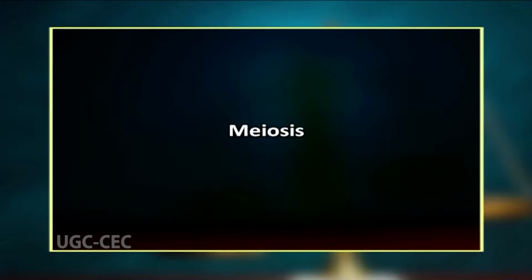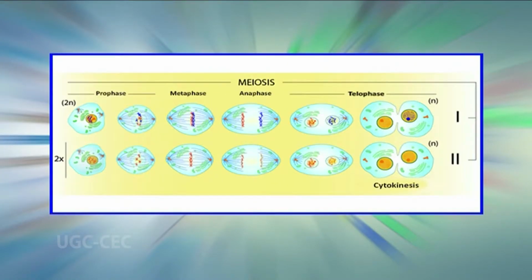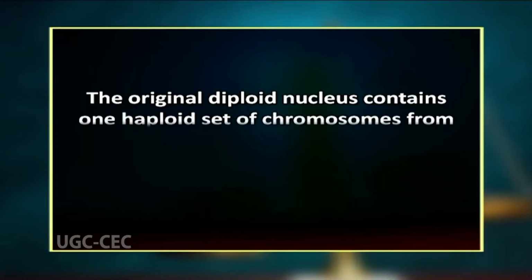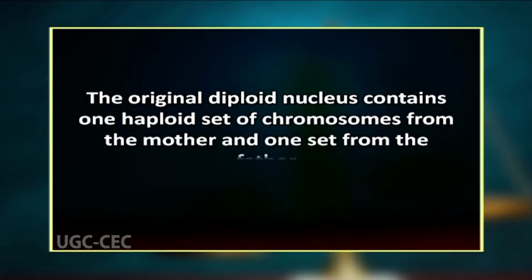Now coming to another topic, that is meiosis. Meiosis is the two successive divisions of a diploid nucleus after only one DNA replication, that is chromosome duplication cycle. The original diploid nucleus contains one haploid set of chromosomes from the mother and one set from the father.